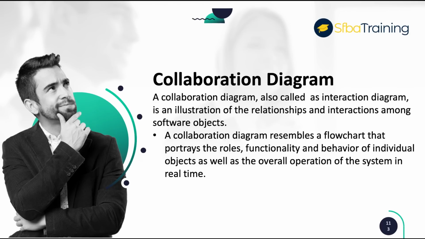Collaboration diagram. A collaboration diagram, also called an interaction diagram, is an illustration of the relationships and interactions among software objects. A collaboration diagram resembles a flowchart that portrays the roles, functionality, and behavior of individual objects as well as the overall operation of the system in real time.